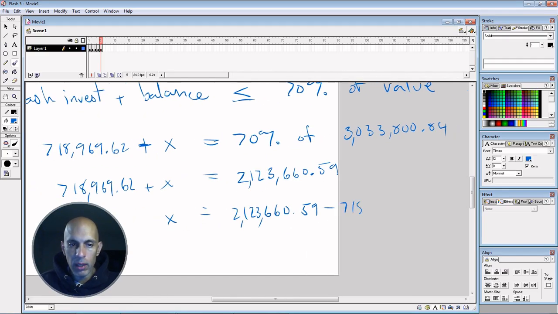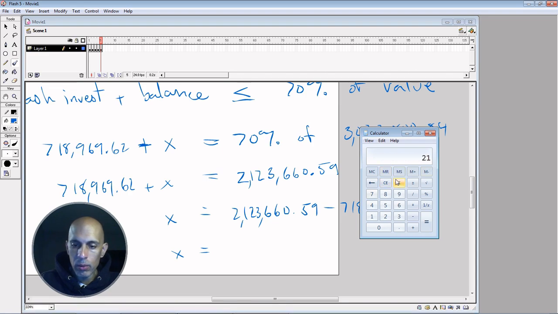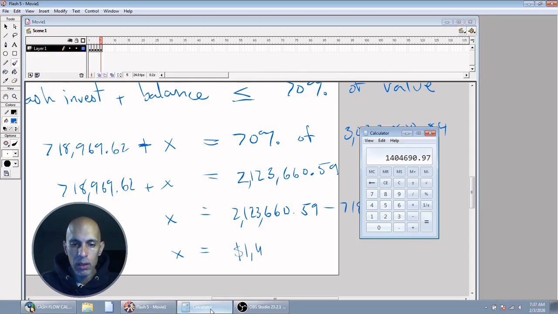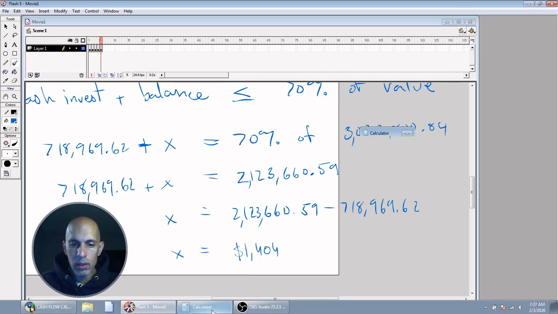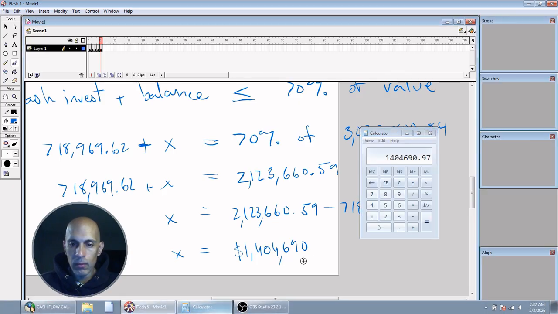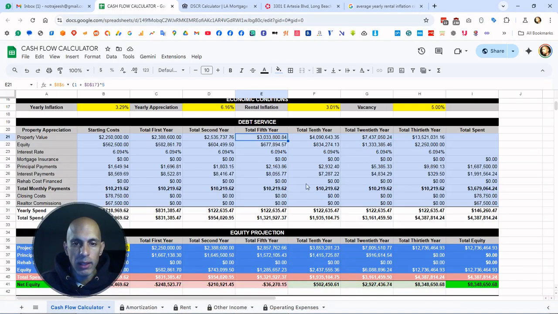minus 718,969.62. X is equal to 2,123,660.59 minus 718,969.62. That is when I have a balance of 1,404,690.97. So when I have this balance, I can do a 70% cash out.